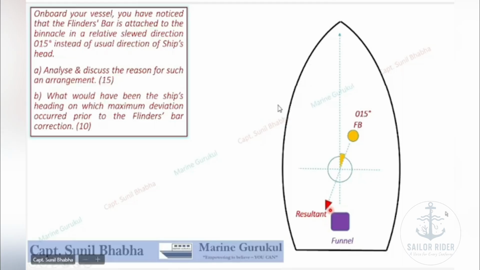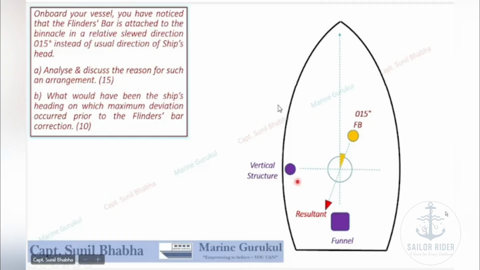Now we are aware that exactly aft of the binnacle, we will have the funnel. So you can see the funnel now coming up in the diagram. The funnel will be exactly aft of the binnacle. The resultant is slightly towards the port quarter. So that simply tells us that there has to be a vertical structure on the port side of the compass or port side of the binnacle. You can see a vertical structure now coming up towards the port side of the binnacle.